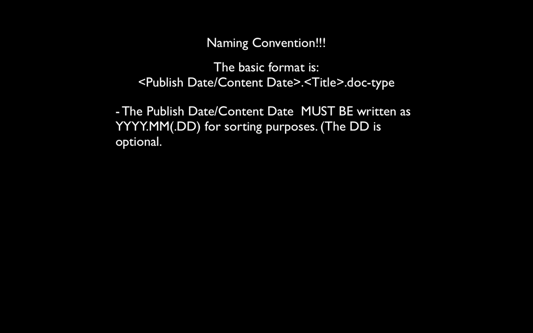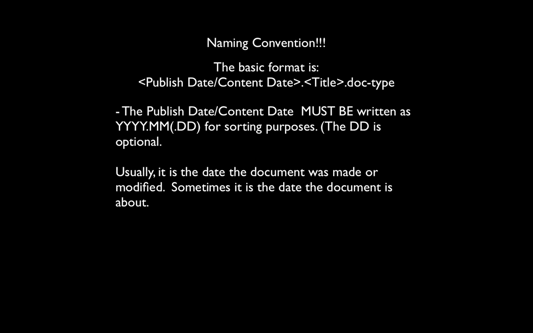So let's drill down on this. The publish date or content date is the critical part for organization, in that that's how everything is going to sort, and so it must be written in this format: 4 characters for the year, dot, 2 characters for the month, and then optionally you can put another dot and 2 characters for the day. Sometimes that will be important, other times it won't be important.